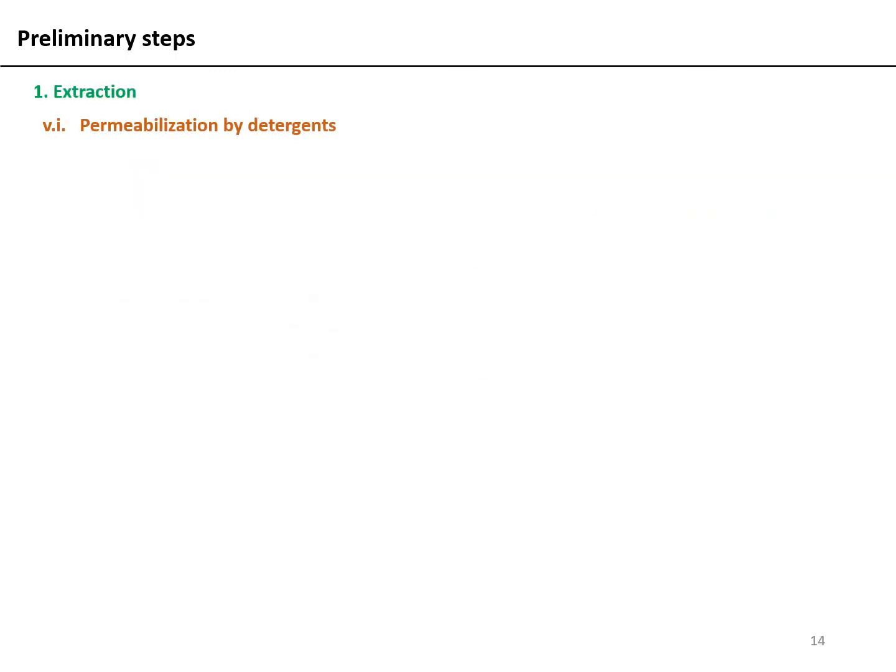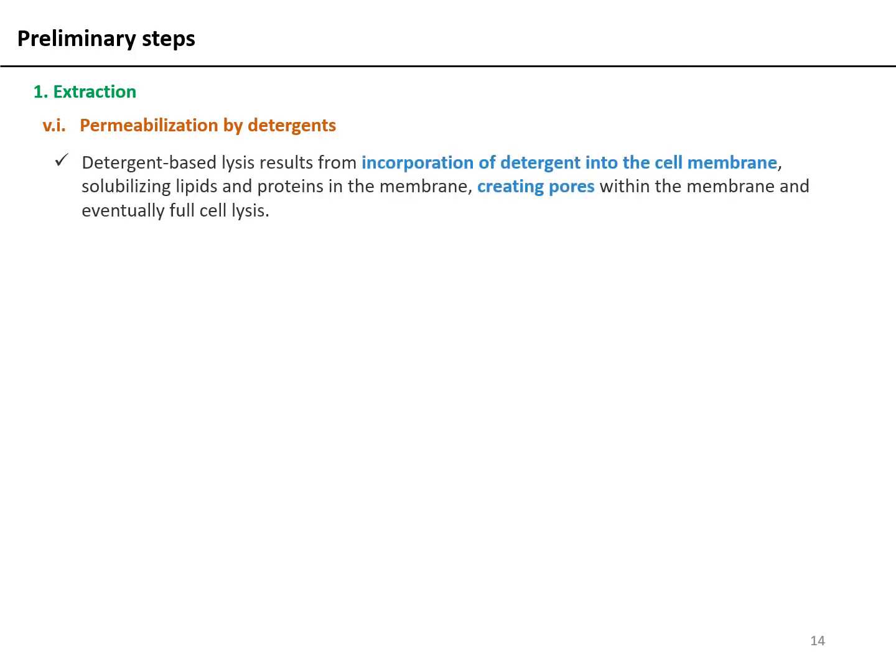Next we have permeabilization by detergents. Now, detergent-based lysis results from the incorporation of detergent into the cell membrane, which will ultimately lead to the solubilization of the lipids and the proteins in the membrane, creating pores within the membrane and eventually leading to full cell lysis.